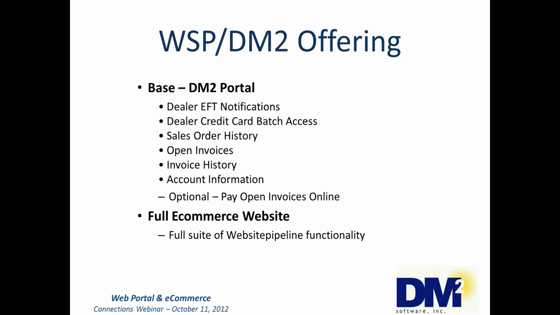The second piece of the offering that we have is an add-on to that DM2 portal, where you can actually open up that portal to full e-commerce. Website Pipeline offers a very a la carte form of pricing and functionality. We have about 700 or so optional modules that you can add on to the website, things like product categories, suggested related products, customers who purchase this also purchase that, full product detail of your actual product with descriptions and pricing and adding things to shopping carts and checking out and buying. We have that whole suite of functionality.